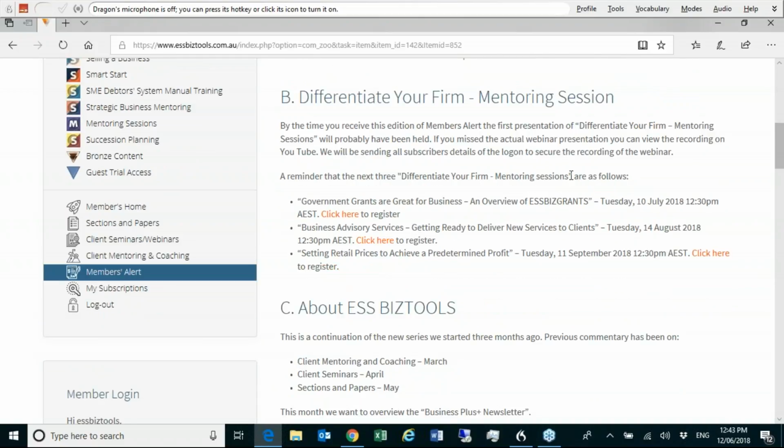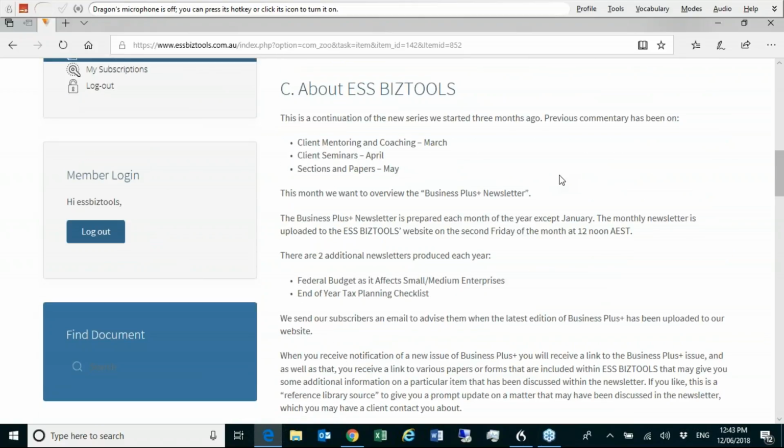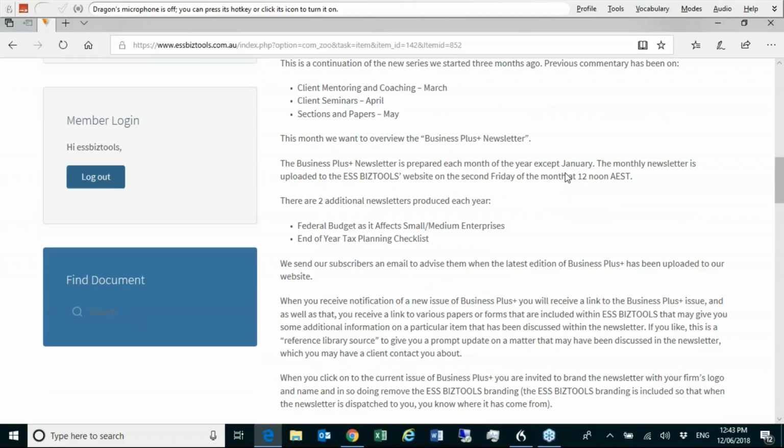We've talked about differentiating your firm, mentoring sessions, and this is the first one of these sessions. On the 10th of July, we're going to have a detailed overview of ESS Biz Grants. And then after that, we're going to be going through some of the real services. In August, getting ready to deliver new services to clients and so on. We've also been taking the opportunity of giving our subscribers a walk through ESS BIZTOOLS, discussing the various components. And in the month of June, we looked at the Business Plus newsletter.